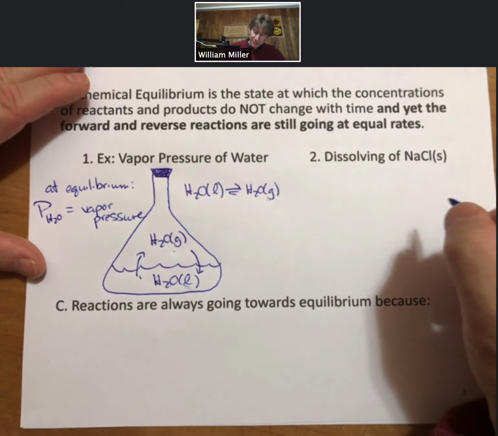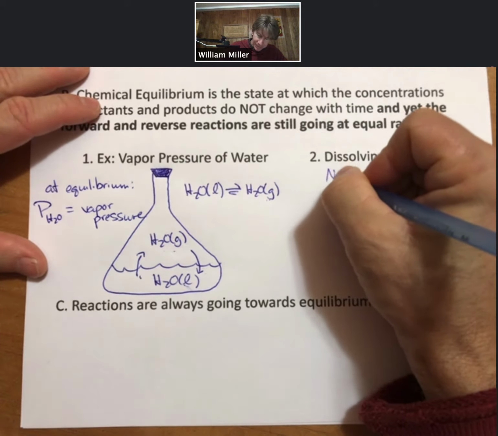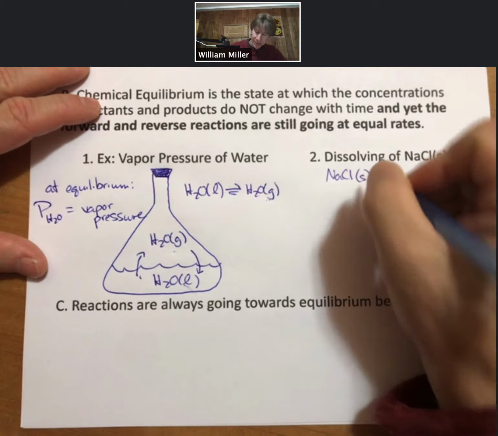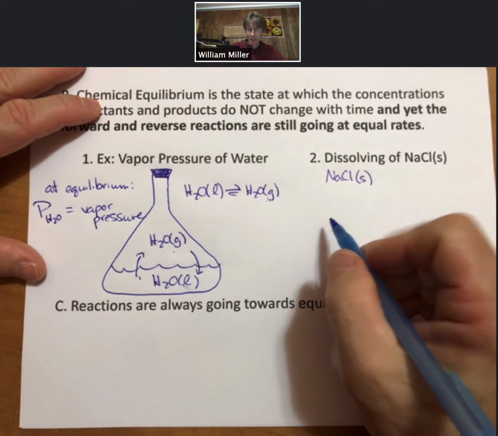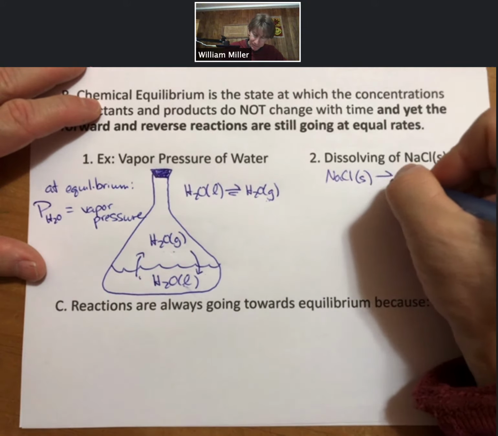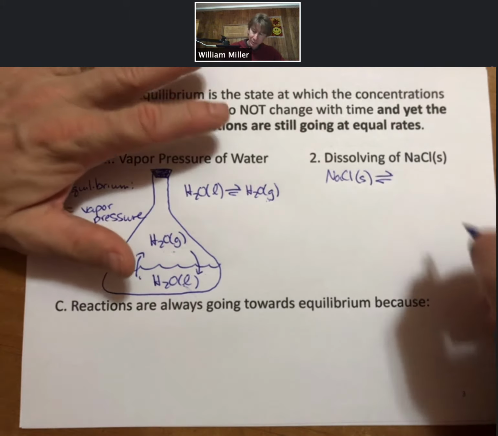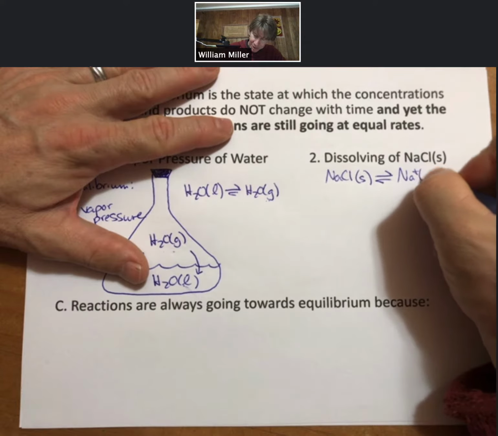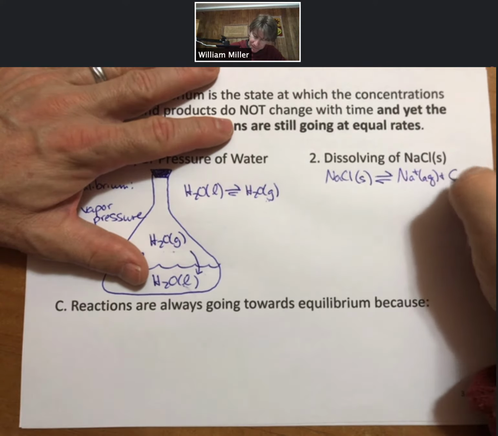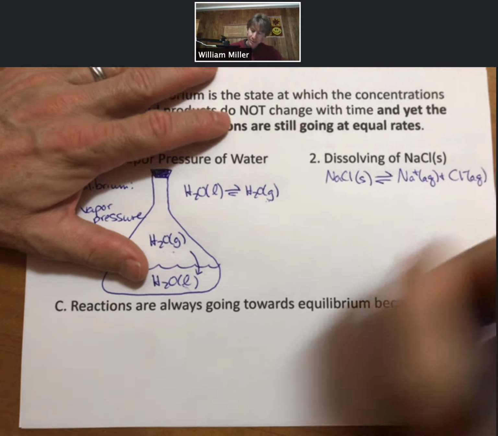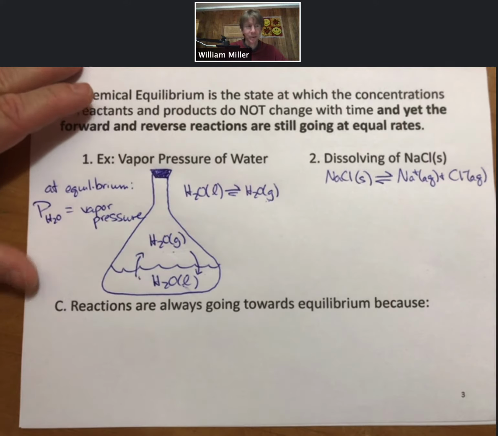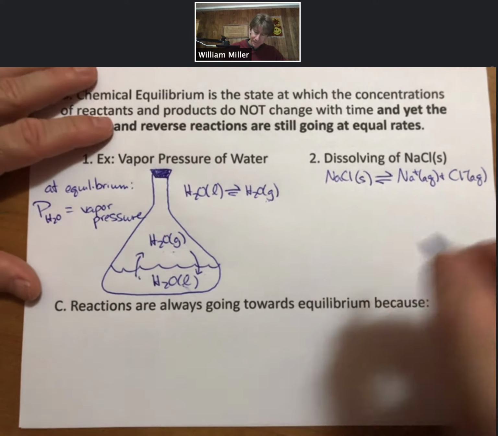Now, dissolving of sodium chloride takes sodium chloride solid and turns it into sodium chloride that is dissolved or aqueous, and because it is a strong electrolyte, it dissolves and breaks up into ions.